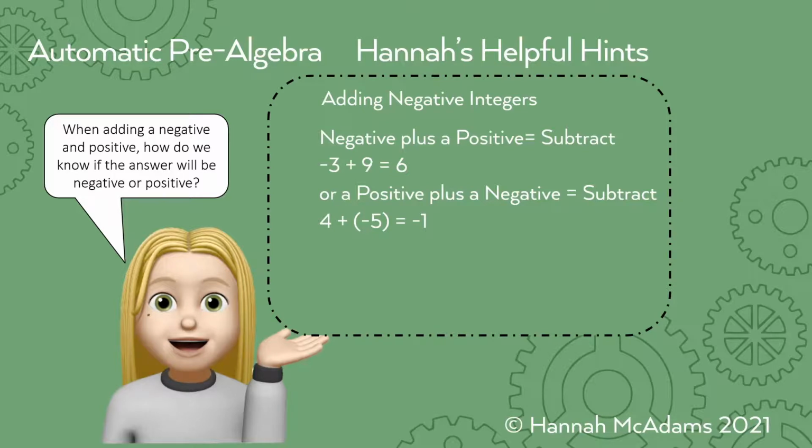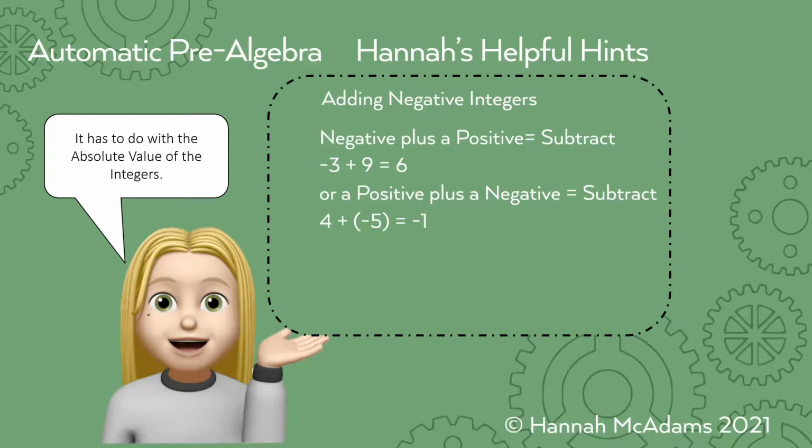Okay, but when adding a negative and a positive, how do we know if the answer will be negative or positive? So we're subtracting, but which sign does it take? It's real easy if we're adding two positive numbers. We know the answer is going to be positive, right? But it gets a little more tricky. We have to think about it a bit. So it has to do with the absolute value of integers.